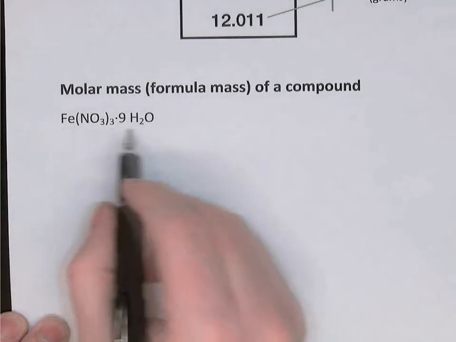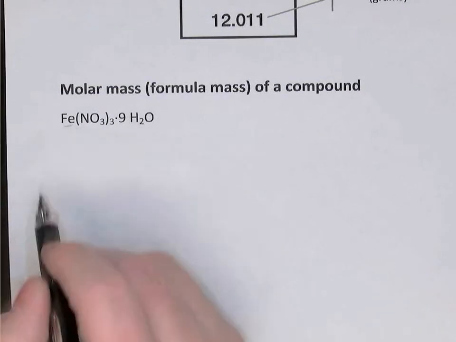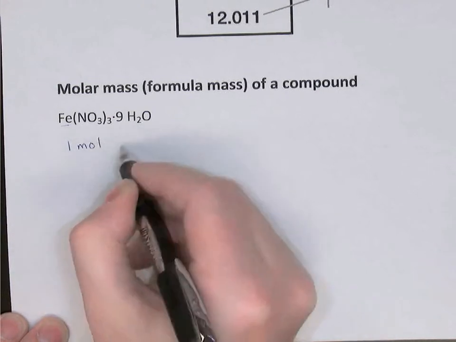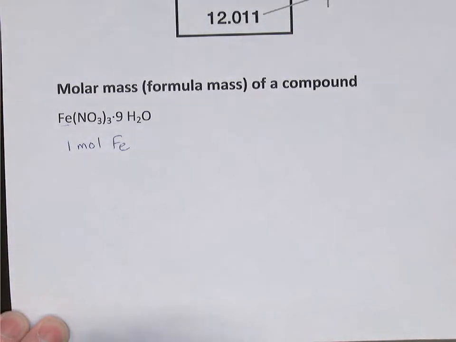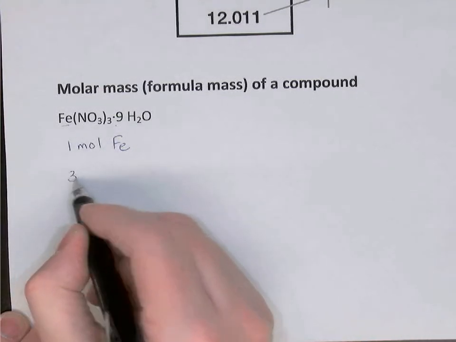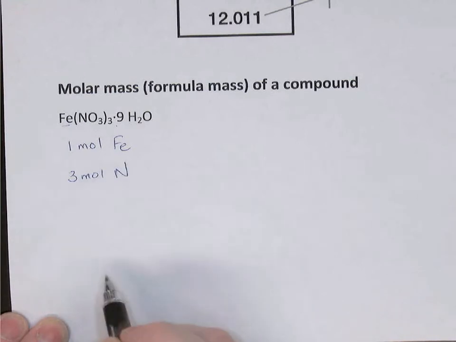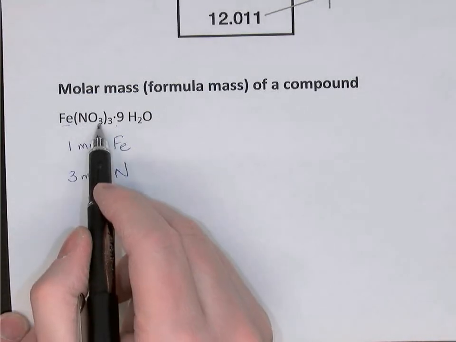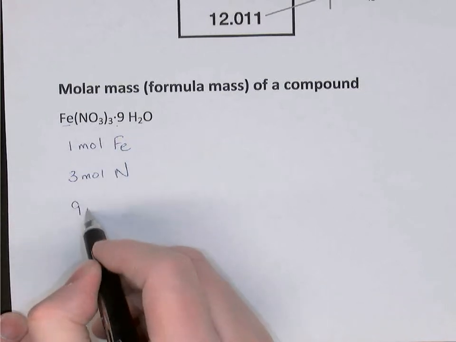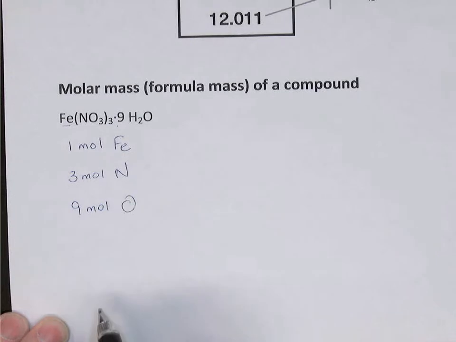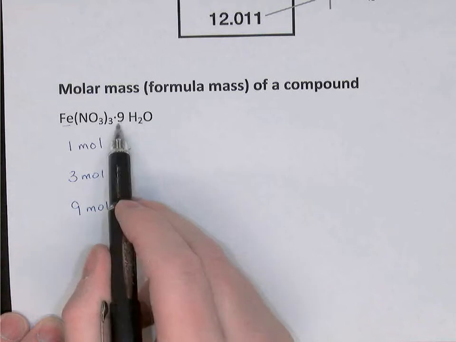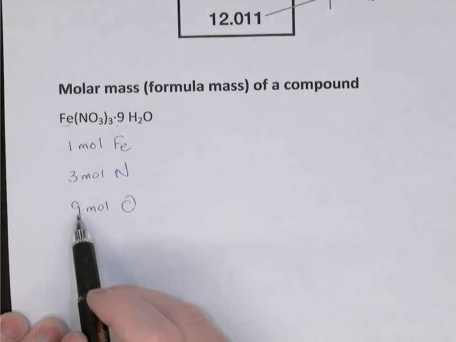So in 1 mole of this salt, we see there's 1 Fe in the formula, so in 1 mole of the salt there would be 1 mole of Fe. There's 3 nitrates, NO3s, so there'd be 3 moles of nitrogen. Each nitrate has 3 oxygens, so 3 nitrates, 3 times 3, there's 9 moles of oxygen. Now if you want, you could also take the 9 moles of oxygen that are out here and say there were 18 moles of oxygen.